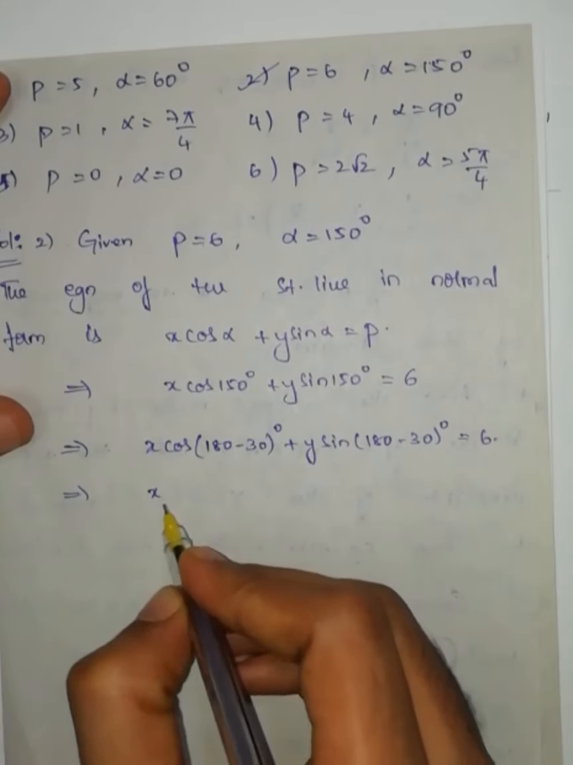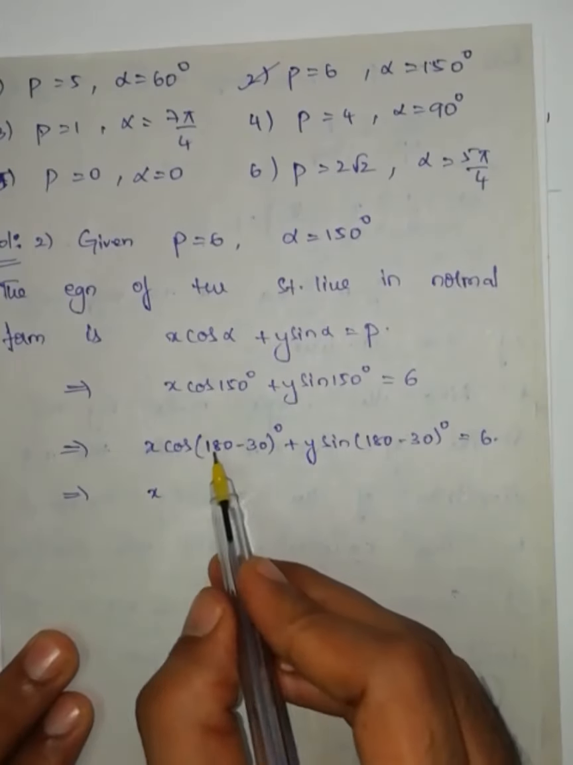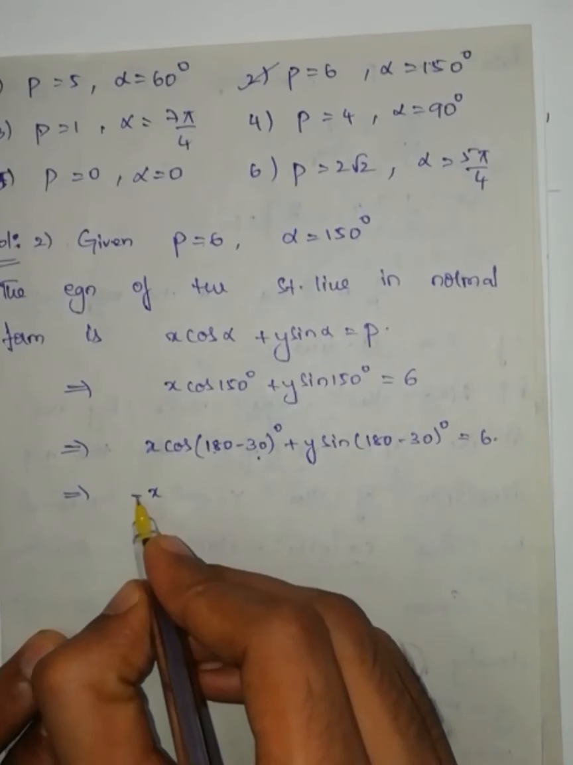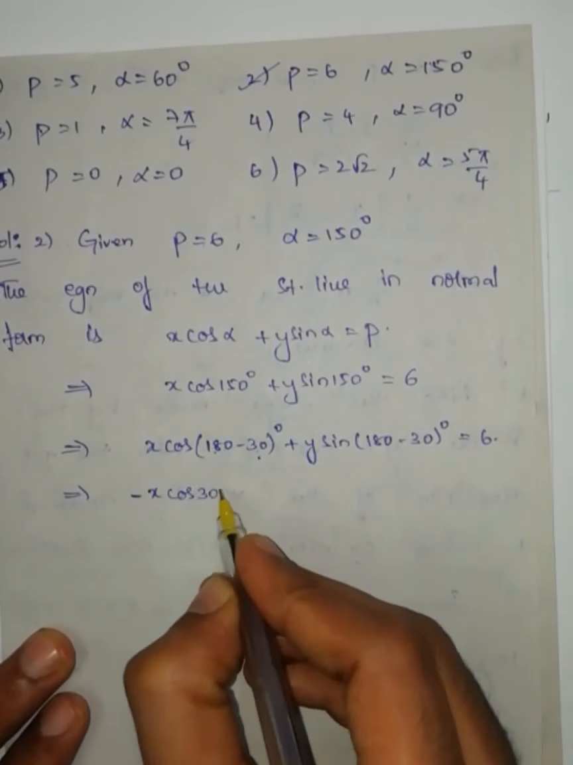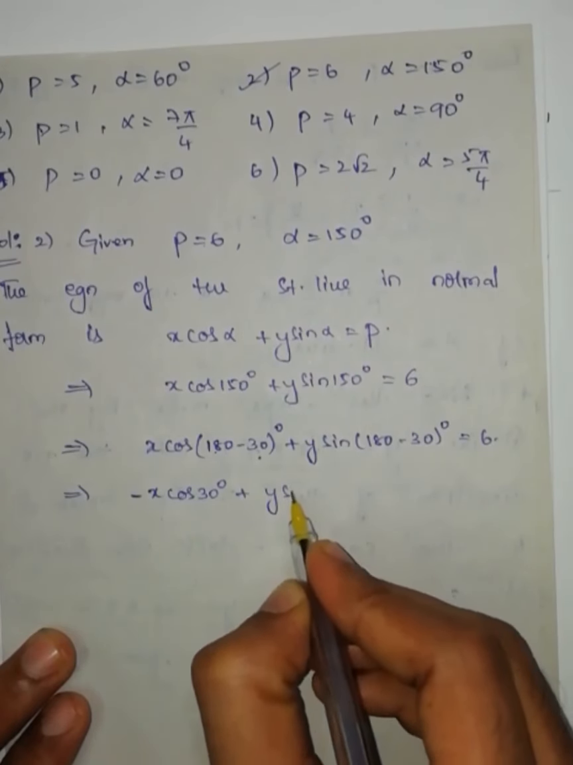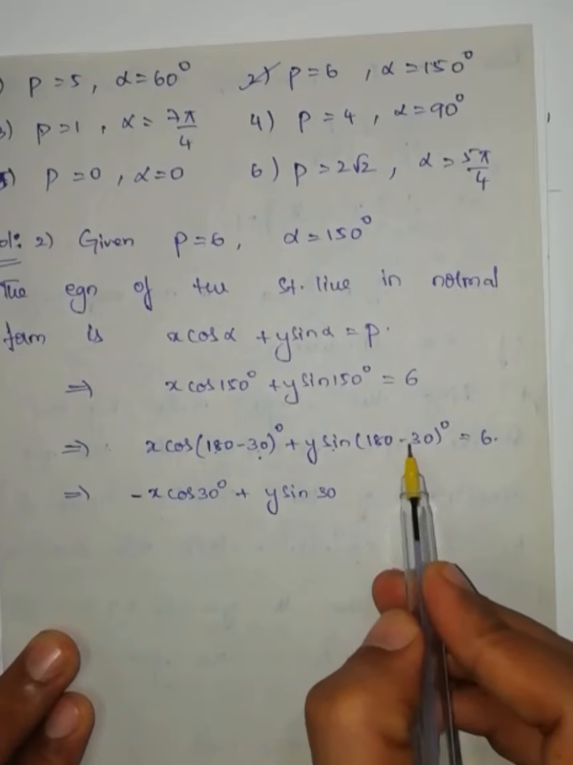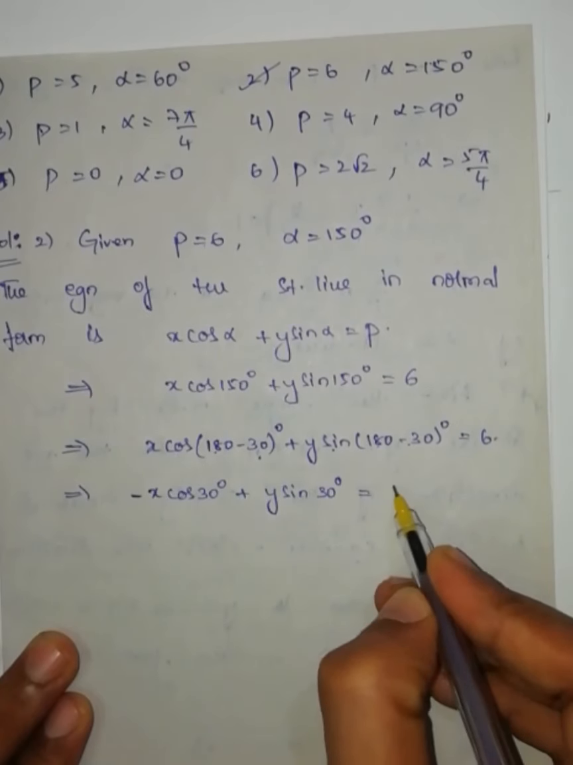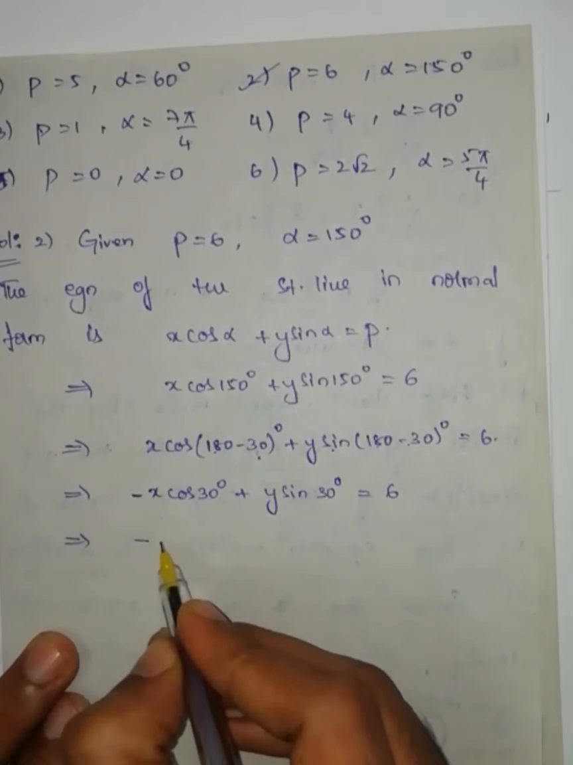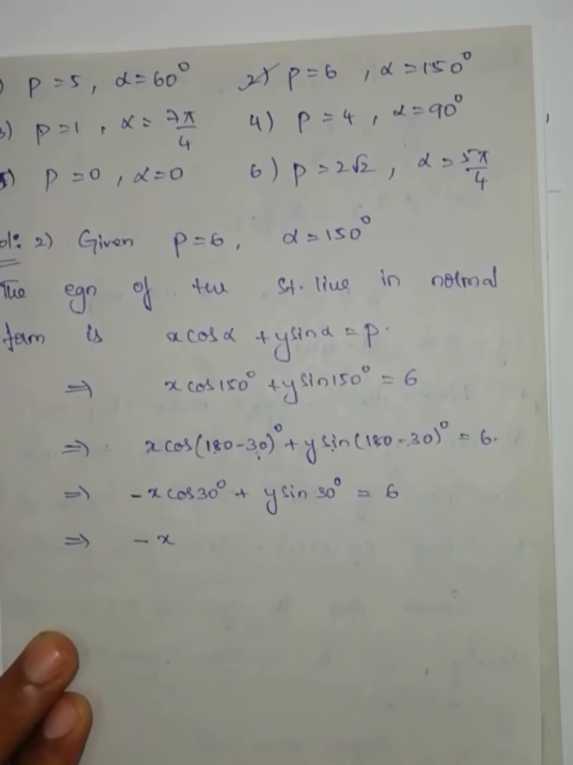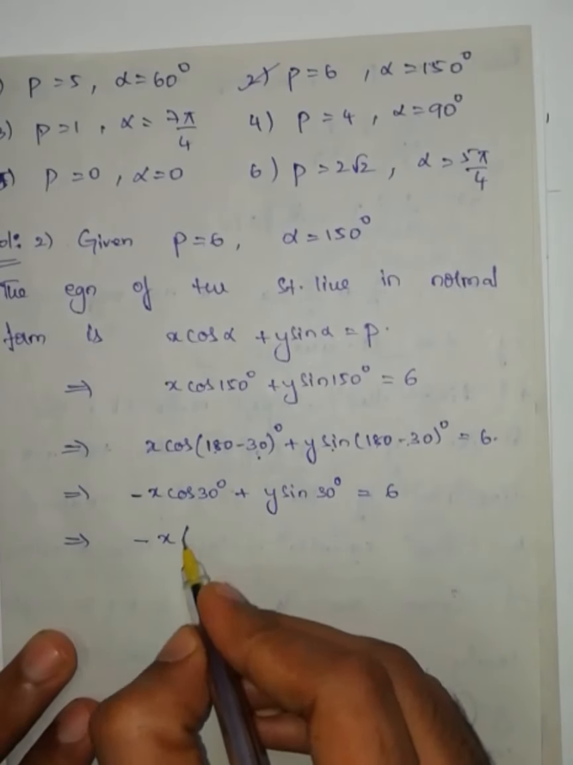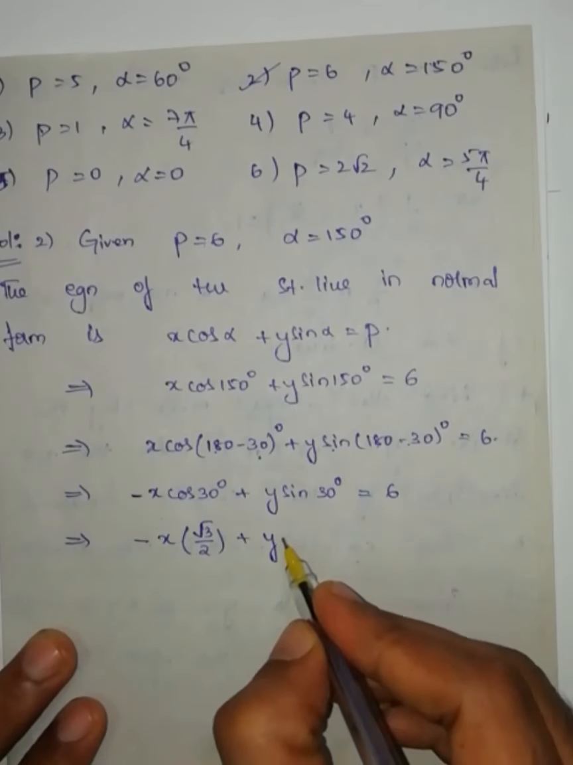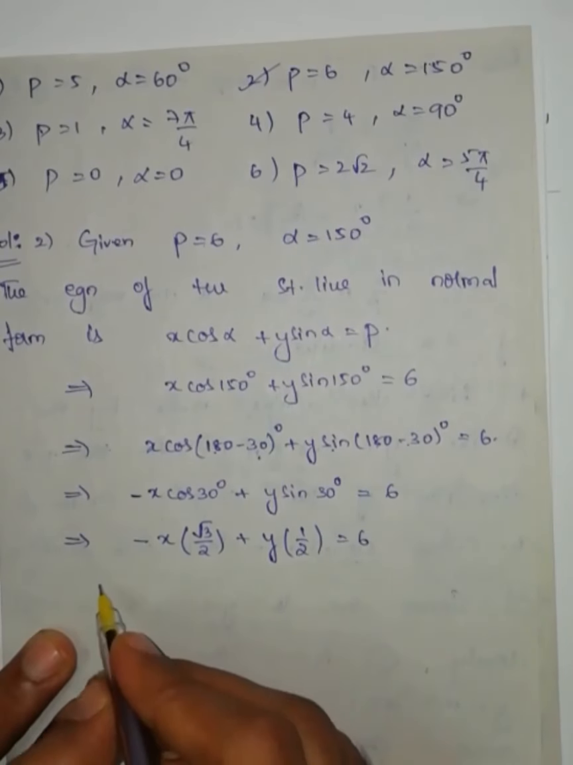This implies x cos (180 minus theta). In the second quadrant, cos is negative, so here we will get minus cos 30 plus y sin 30. In the second quadrant, sin (180 minus theta) is sin theta, and cos (180 minus theta) is minus cos theta, is equal to 6. This implies minus x times cos 30, whose value is root 3 by 2, plus y times sin 30, whose value is 1 by 2, is equal to 6.